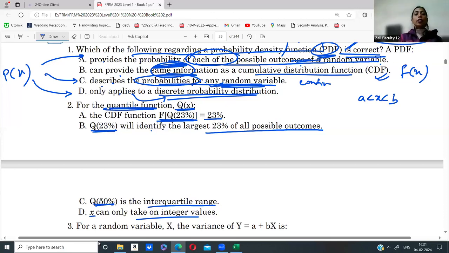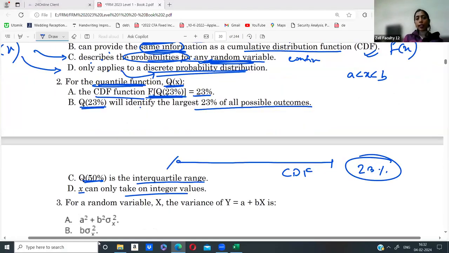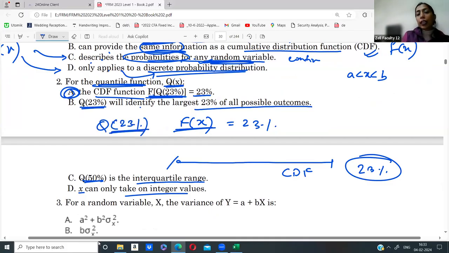Yeah, correct. So when we are talking about the CDF function of FQ 23%, what does 23% indicate? It is from 0 till 23%. So it is nothing but the cumulative function of 23%, and hence A shall be your correct answer. The CDF, as I told you, f of x. So f of x here is 23%. This is nothing but your quartile function of 23%, which says that from 0 to 23%, the values would be 23%.